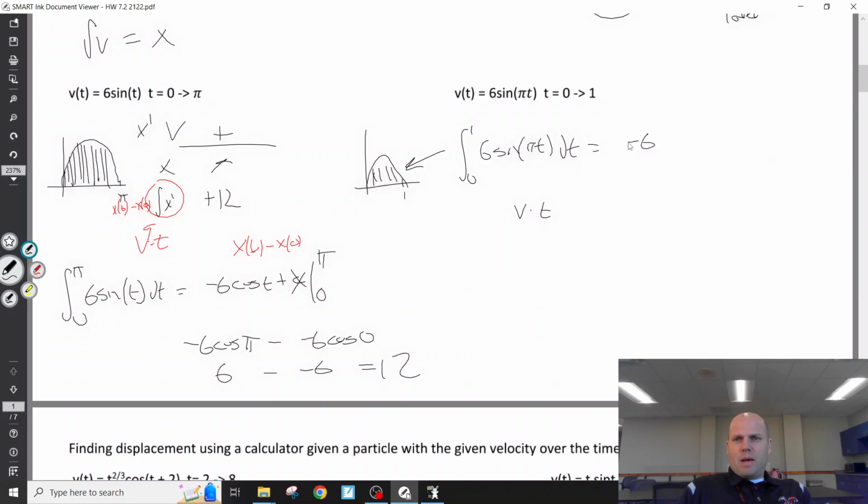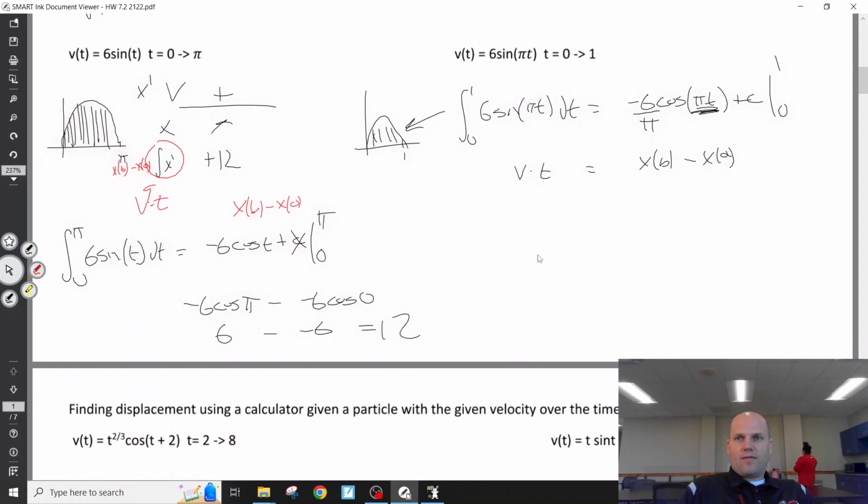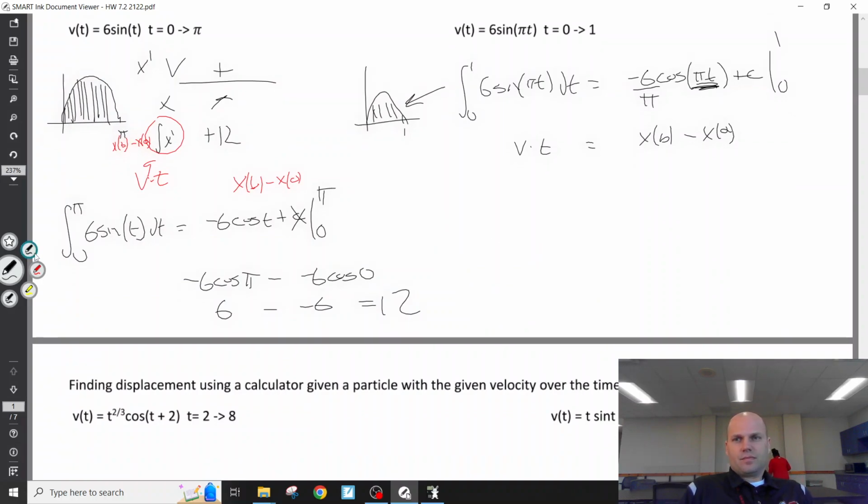This is the area. We are going to find it by taking the change in position. Now, let's remember, you have pi t on the inside. If you're taking the antiderivative, you need to multiply by 1 over pi. Let's find x of b minus x of a, the change in position. That is the other way to find how far I've traveled.